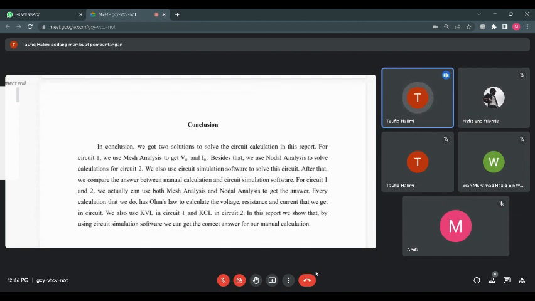In this report, we show that by using circuit simulation software, we can get the correct answer for our manual calculation. So that's all for our group presentation.